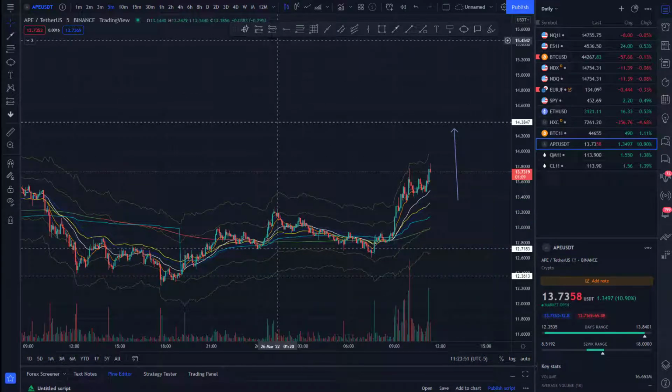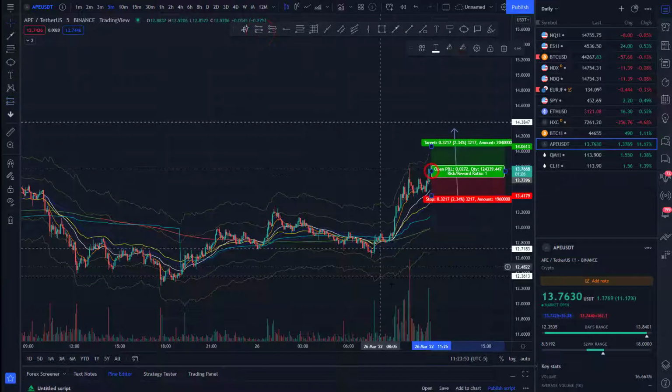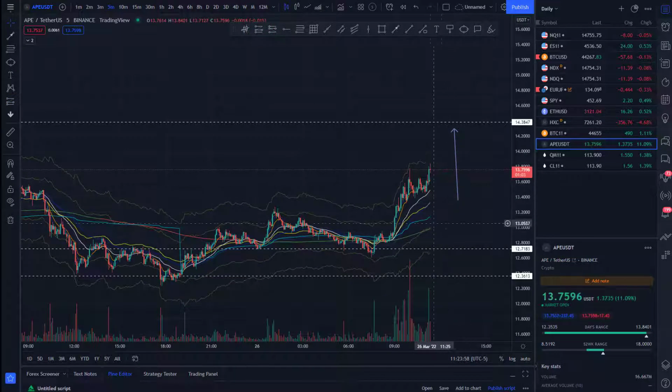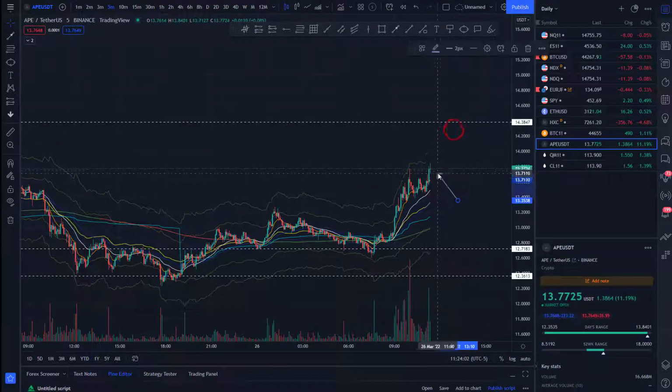You could potentially enter here for an aggressive entry. It's too aggressive, bad entry. You don't enter when it's extended from the momentum indicators. Just not a good trade. Wait for a pullback.